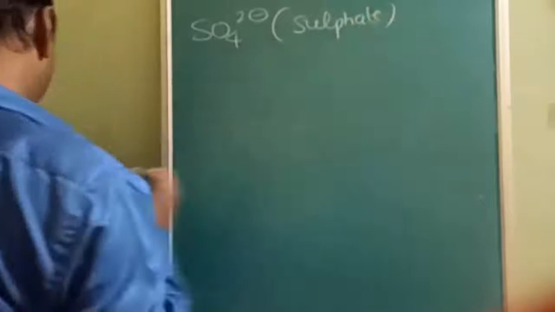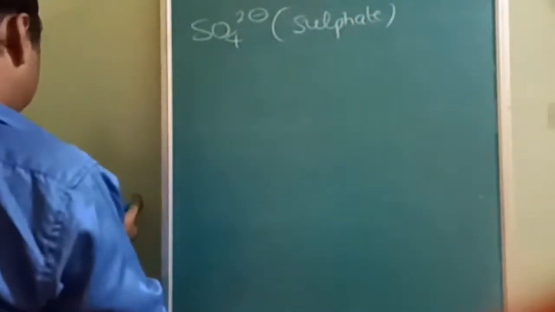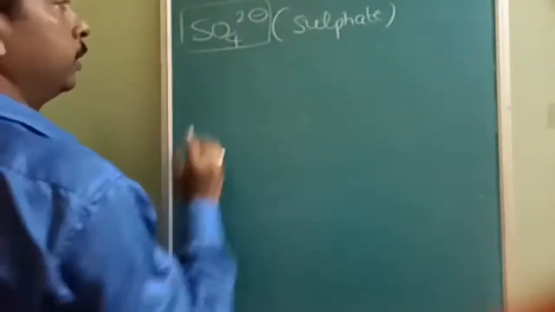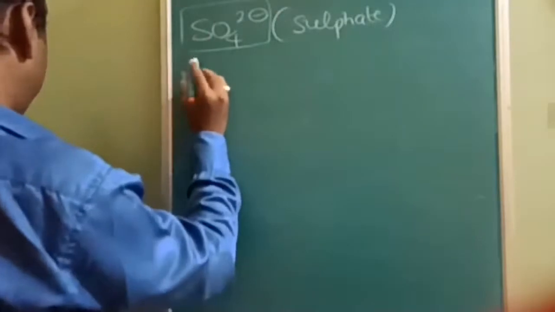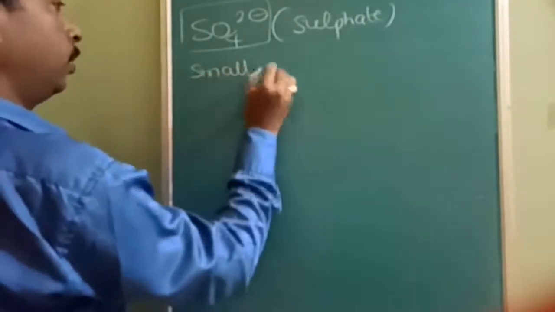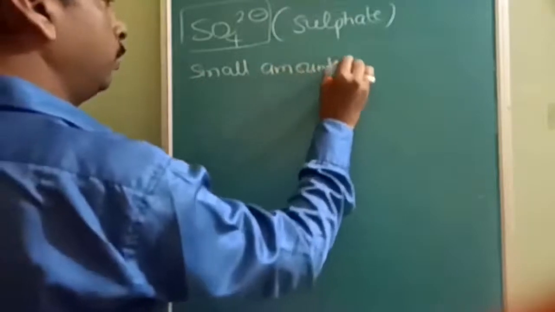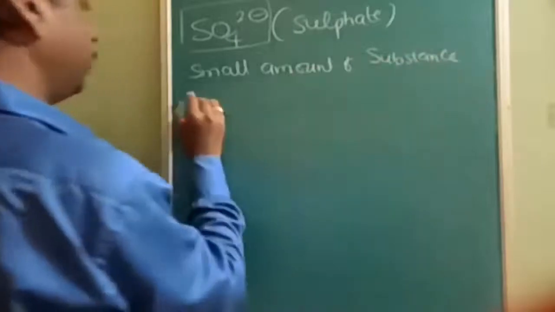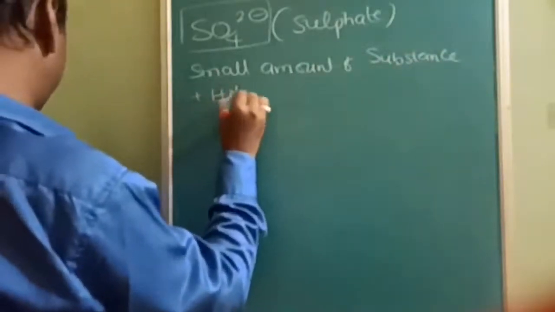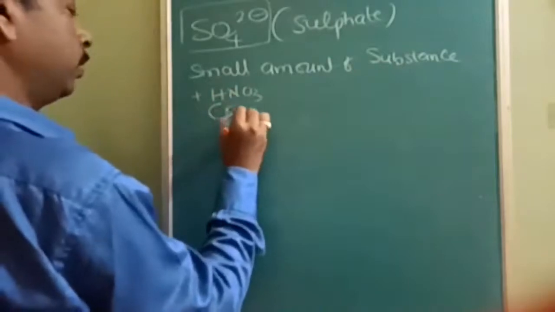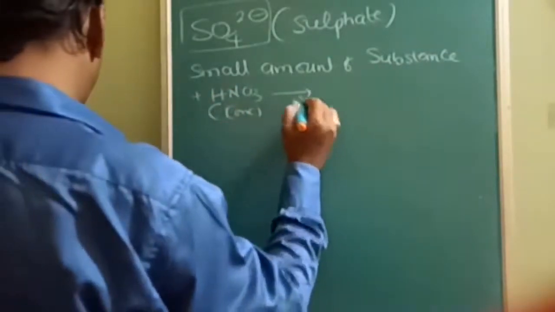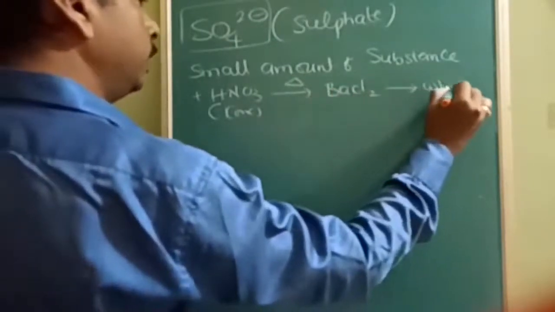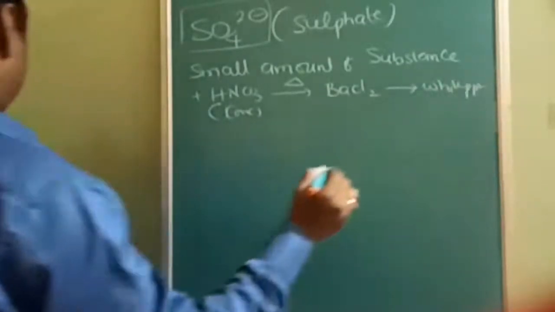Okay, so sulfate, a very simple observation. Take a small amount of substance. Here we are already using concentrated sulfuric acid, so to avoid that, what we will do is take a small amount of the substance, the given salt, plus concentrated HNO3, heated together. Then BaCl2 is added. Then it results in a white precipitate.